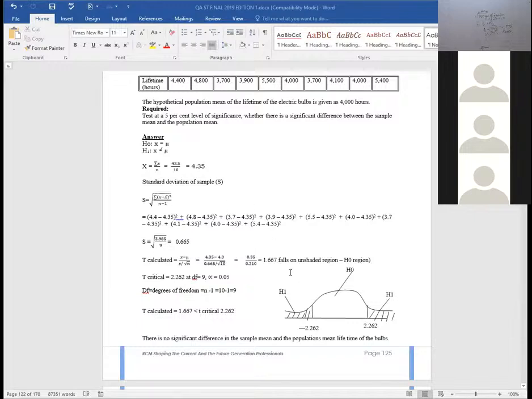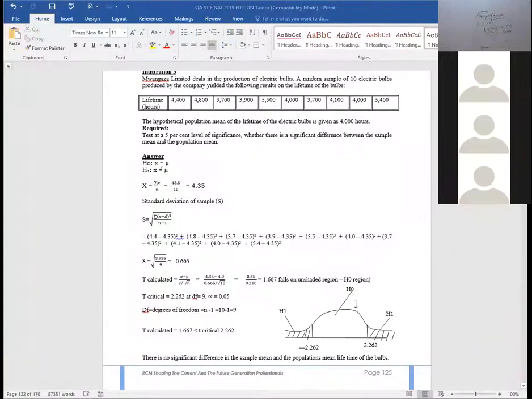So you can see it is here. 1.6767 falls on what here? Somebody, unshaded region, H0 region. So that is the answer.